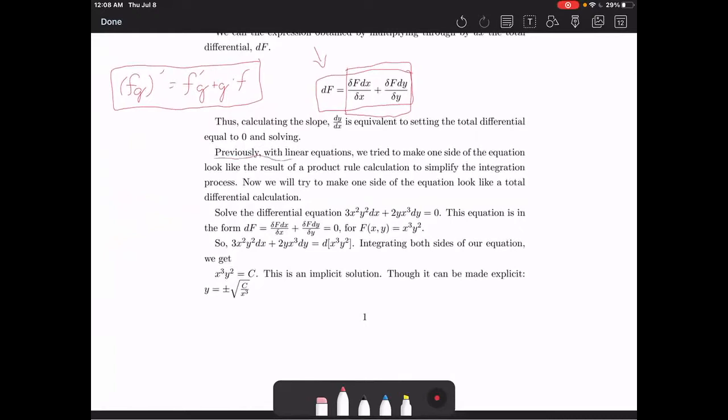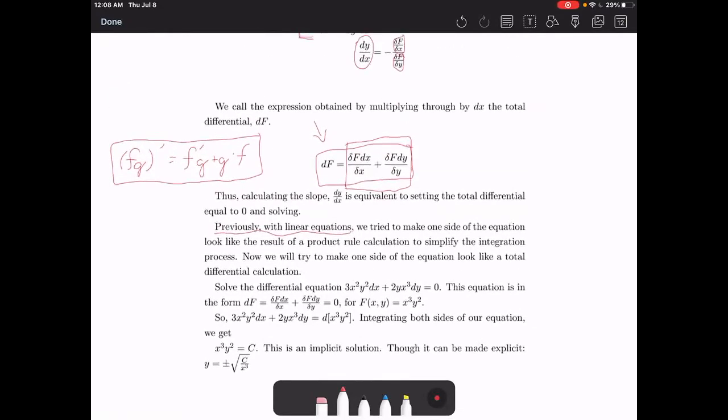Previously, with linear equations, we tried to make one side of the equation look like the result of a product rule to simplify an integration. Now we will try to make one side of the equation look like a total differential, which is what we call this, the total differential.